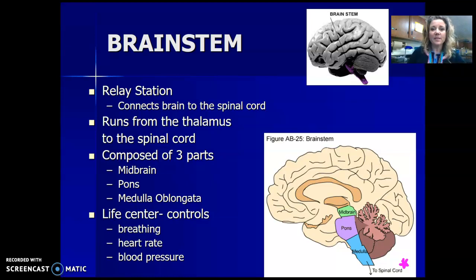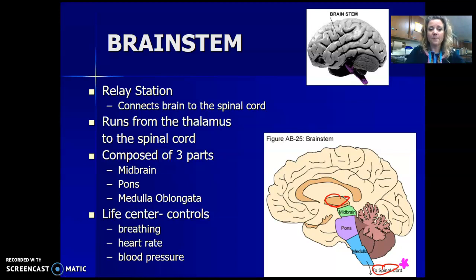In this lecture video, we are going to talk about the brainstem and the cerebellum. The brainstem is largely a relay station. It's going to connect the brain to the spinal cord, and it's going to run from the thalamus, this area on our picture here, all the way down to the spinal cord. It's composed of three parts, which include the midbrain, the pons, and the medulla oblongata, which you see here colored in this picture.